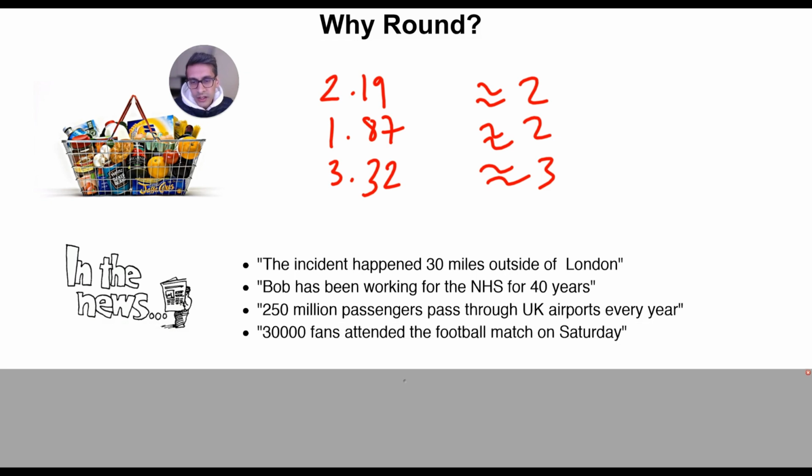Another one is headlines or just normal discussions with how long something takes or how far something is. If something happened 30.78 miles outside of London, it wouldn't make much sense, or you wouldn't need to round that. You wouldn't need to give an exact value. You might just round it to 30. So these are real life examples, and there's probably a few more that you may have thought of, but let's look at what we mean by significant figures now.